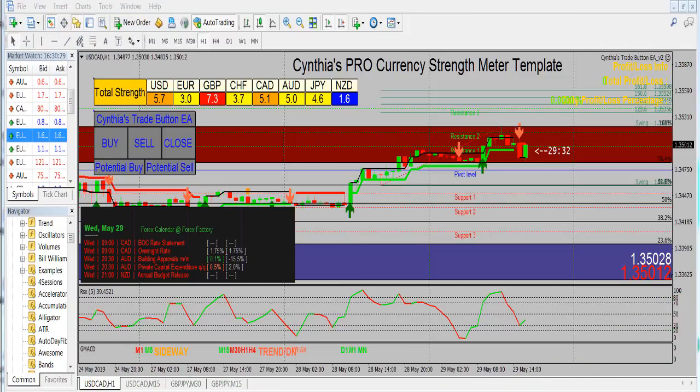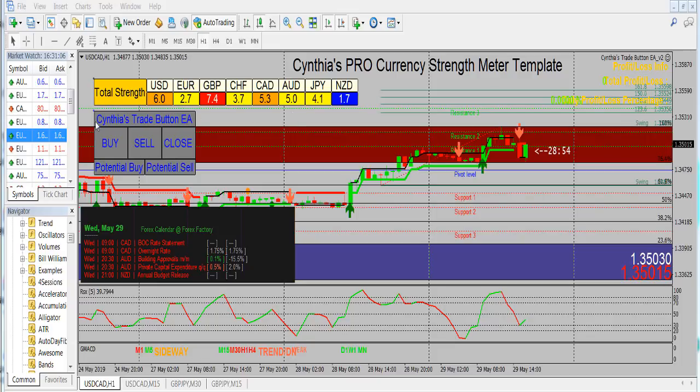Hi traders, this is Cynthia of Day Trade Forex, and I'm bringing you an introductory video to show you the Pro Currency Strength Meter template and also the basic Currency Strength Meter template. I'm going to start with the Pro template because it has all the extra features that come with it. The currency strength meter is included in both the basic and the pro, so that's the one thing in common that you do get with both templates.